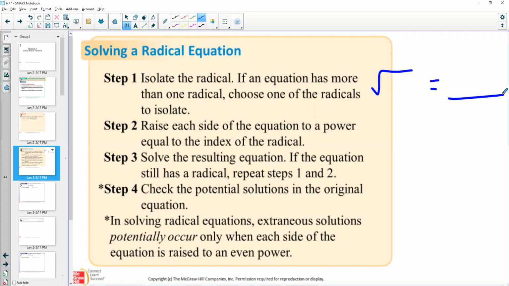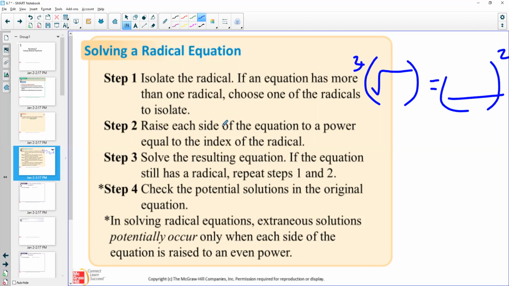That's the job. Raise each side of the equation to the power equal to the index of the radical. So basically, if it's a square root, you're going to square both sides. If it's a cube root, you're going to cube both sides. If it's a fourth root, you're going to raise both sides to the fourth power, whatever. And then you're going to solve what's left. Sometimes you get to that point and you're solving, and there's still a radical left. So you do that whole process again.